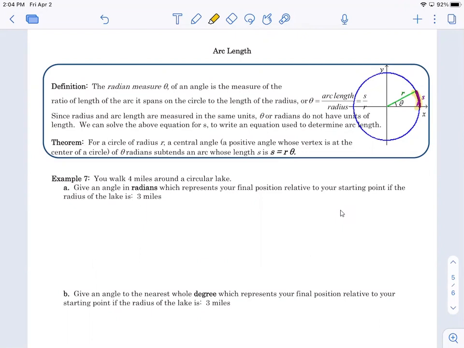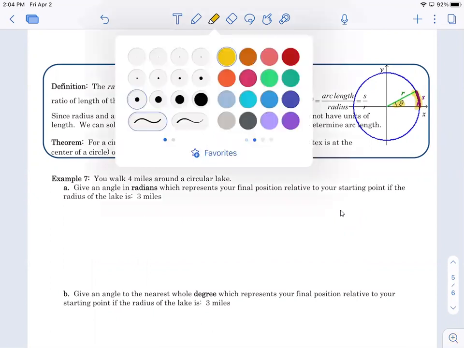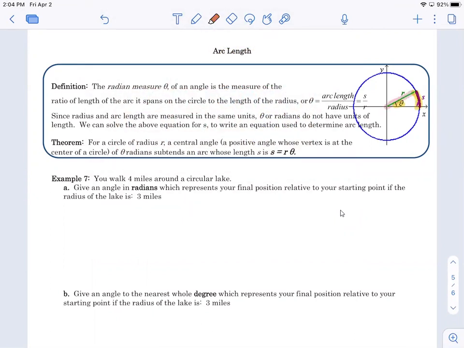But the difference with radians is we're talking about how big that angle is that opens up to that arc. So this angle is your radian. This piece is known as your arc length. And this piece is known as the radius of your circle.